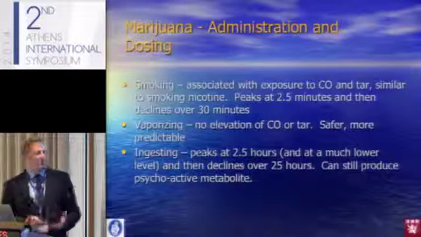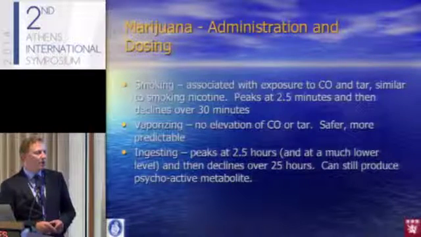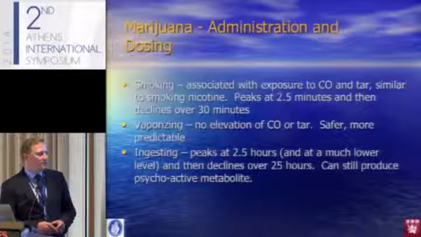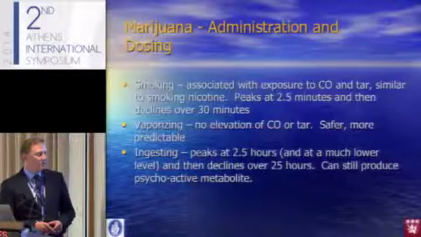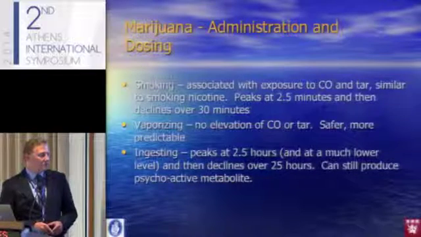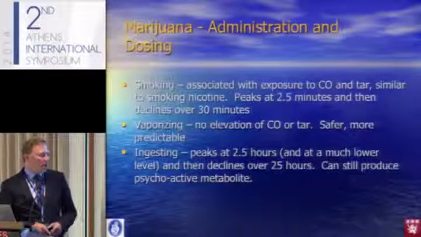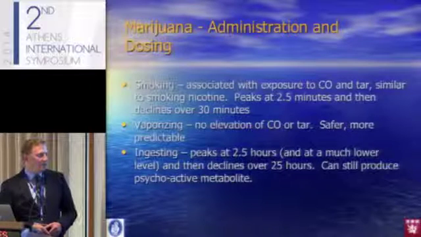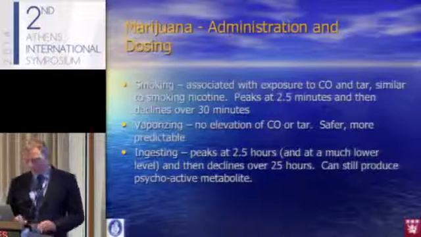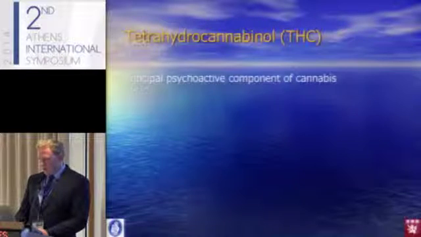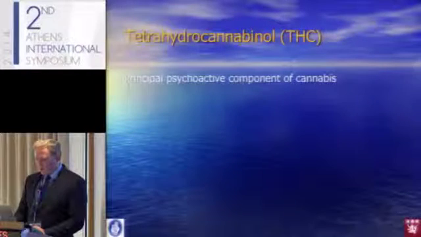Smoking is the most common option to consume marijuana, but as you know, smoking has side effects. And most importantly, the effect decreases after 30 minutes. You can vaporize it to avoid the side effects of smoking. It's safer and seems to be more predictable. Or you can ingest it, but that peaks after 2.5 hours, and the effect declines over 24 hours. So it's a quite prolonged effect. There are some pills available containing tetrahydrocannabinol.